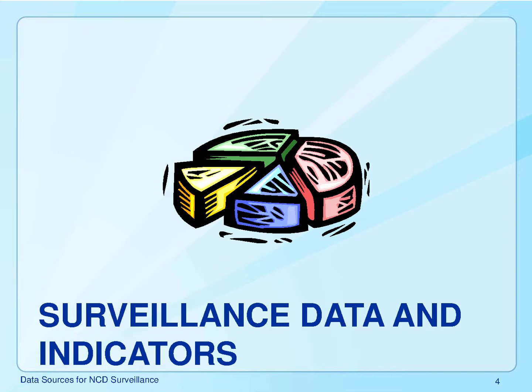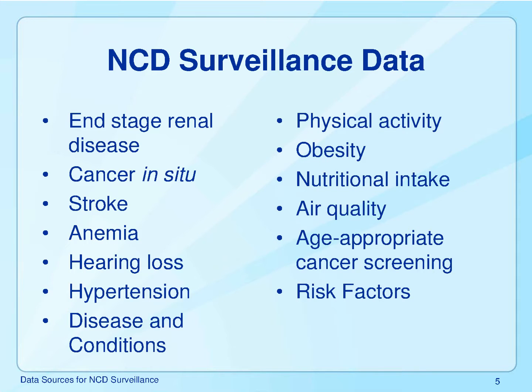To begin with, we will take just a moment to refresh your memory on surveillance data, including indicators. From this list, can you recall what are the main categories of NCD surveillance data? Take a moment to see if you can identify them. The main categories are diseases and conditions, which you can see in the lower left corner, and risk factors, which is in the lower right corner.